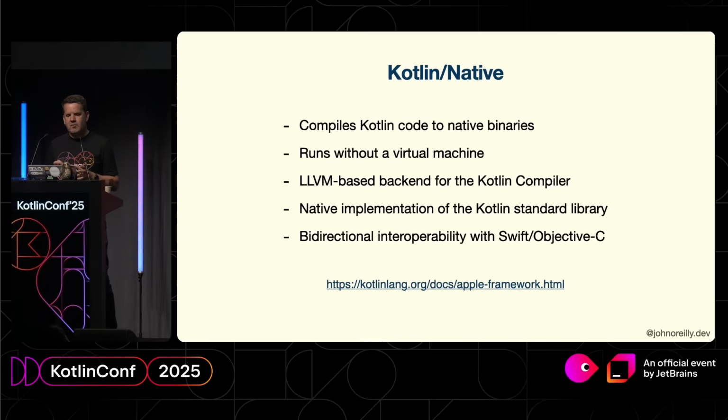OK, we're going to focus now on the development of iOS apps using KMP. And a key component of the Kotlin toolchain that supports that is Kotlin Native. It's described as a technology for compiling Kotlin code to native binaries, which can run without a virtual machine. It includes an LLVM-based backend for the Kotlin compiler and a native implementation of the Kotlin standard library. It also importantly provides bidirectional interoperability with Swift Objective-C. You can both use Objective-C frameworks and libraries in Kotlin code and Kotlin modules in Swift Objective-C code.